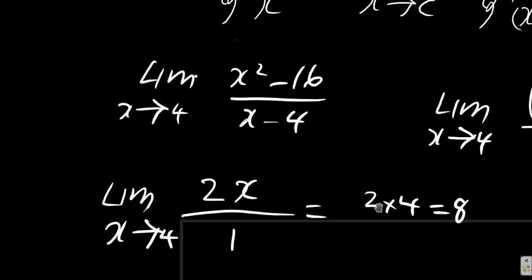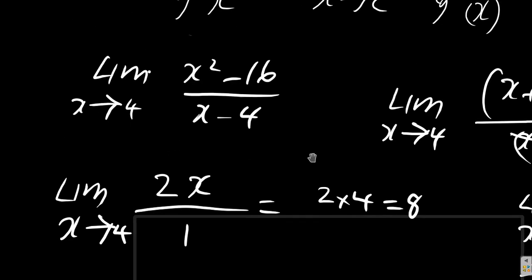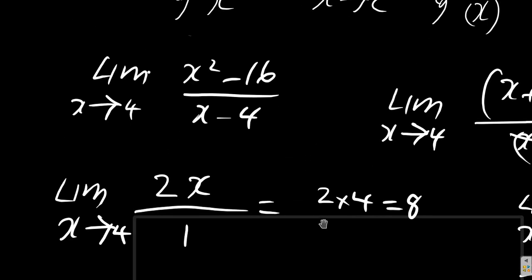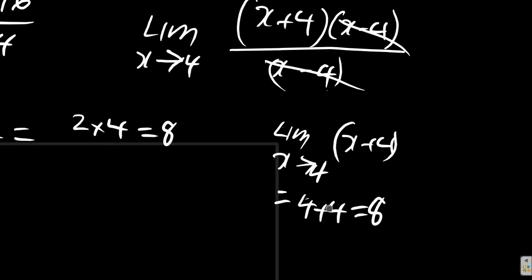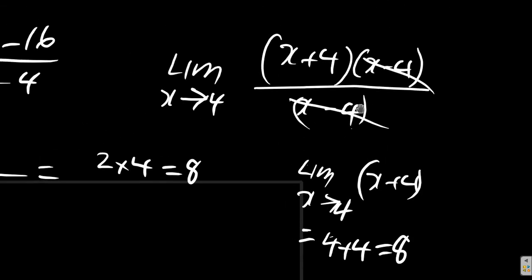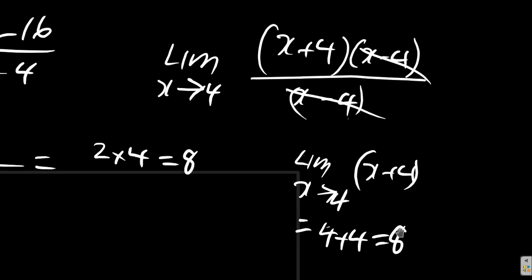L'Hopital's rule worked this time because when we had tried direct substitution, we got 0 divided by 0, an indeterminate form. Alright, so using another method, factorizing and cancelling, we get the same answer as we got in L'Hopital's rule.